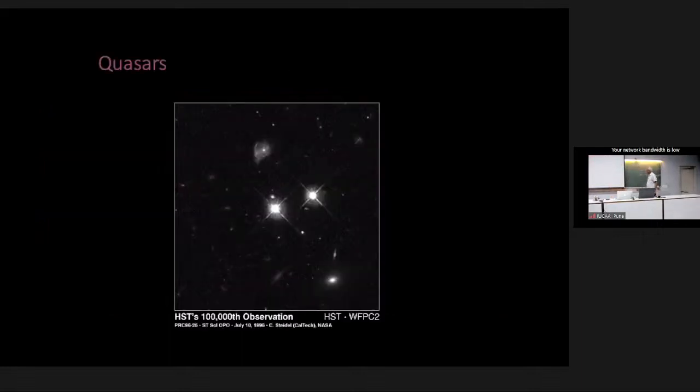But this is an object, an active galaxy. What is the meaning of an active galaxy? If you look at all the energy coming from the stars, how much would that be? Let me ask for a quick estimate: what is the amount of energy coming out from the stars in the galaxy?